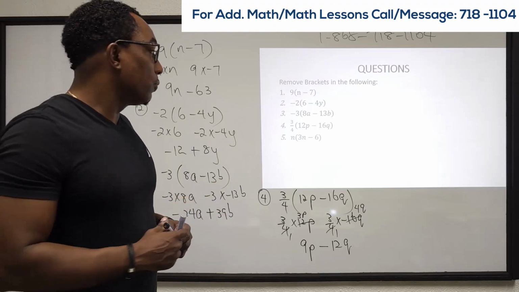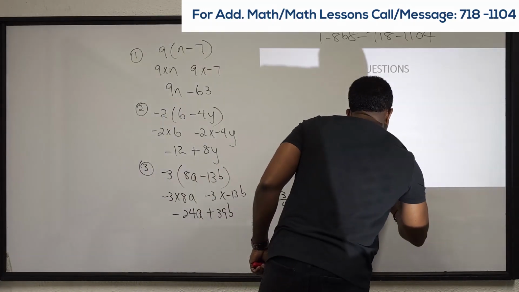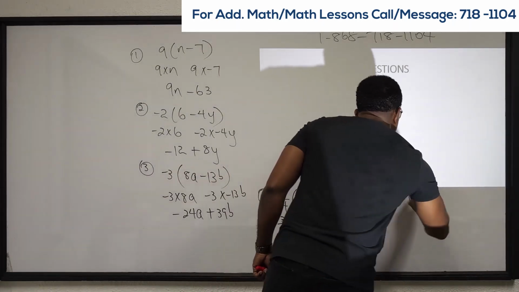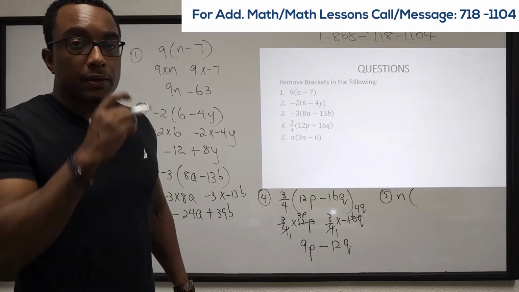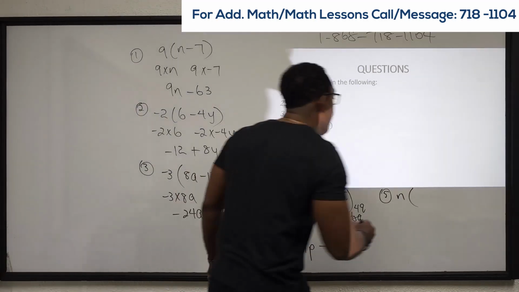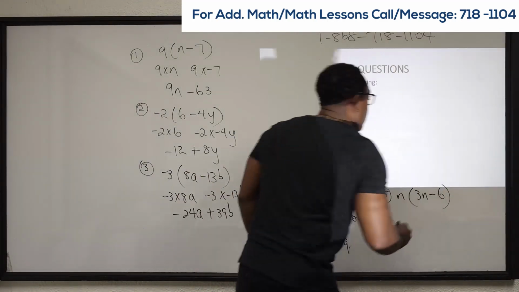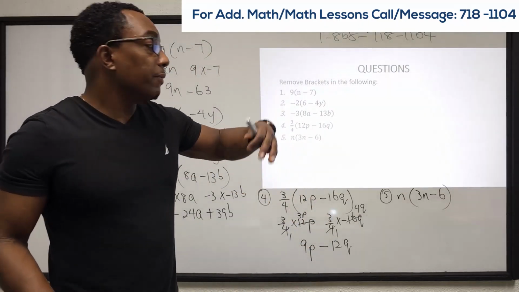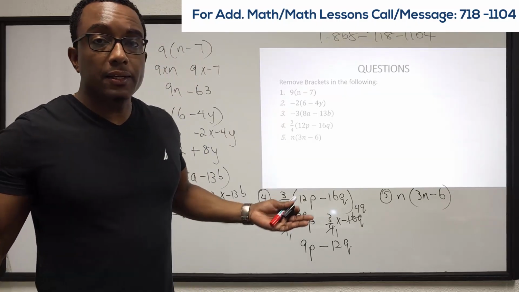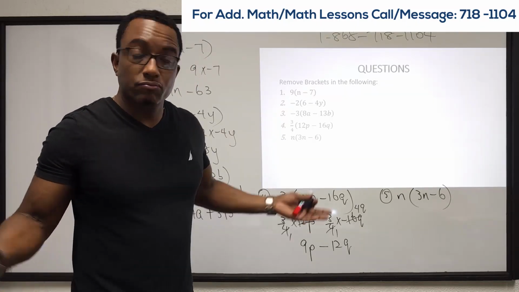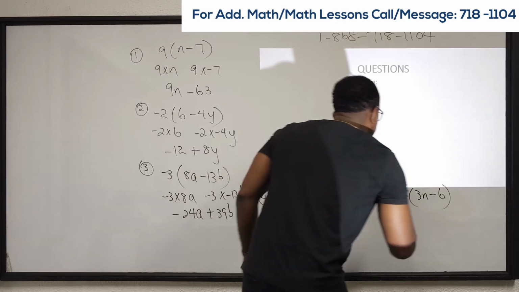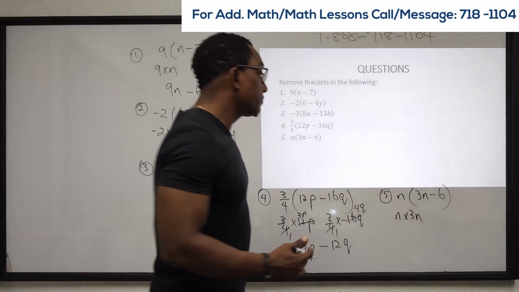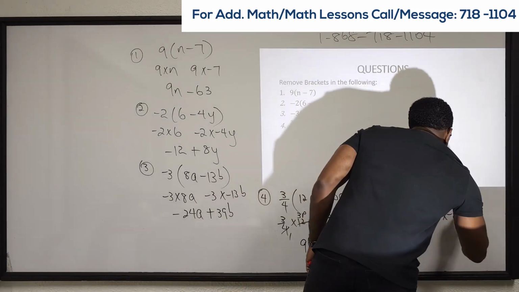Let's look at the last. So we have 5. We have n, which is outside of the bracket, and within the bracket we have the algebraic expression 3n minus 6. So to remove the brackets, what we're going to do? We're going to take the n, which is outside of the bracket, and we're going to multiply by each term of the algebraic expression within the bracket. Simple. So it's going to be n by 3n, and we're going to multiply n by negative 6.